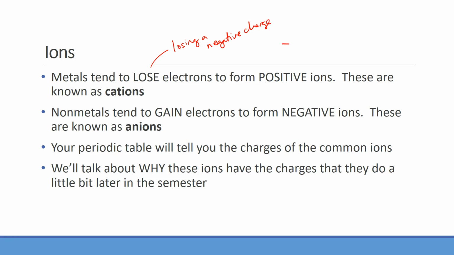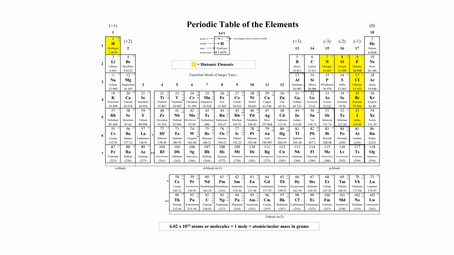Okay, so negative minus a negative is equal to a positive. Your periodic table will tell you the charges of the common ions. I'm going to show you a picture of that in a minute, and we'll talk about why the ions have the charges that they do a little bit later in the semester. So here's another diagram of the periodic table. It's a little bit bigger, and what we've done here is put the most common ion charges at the top of each column.